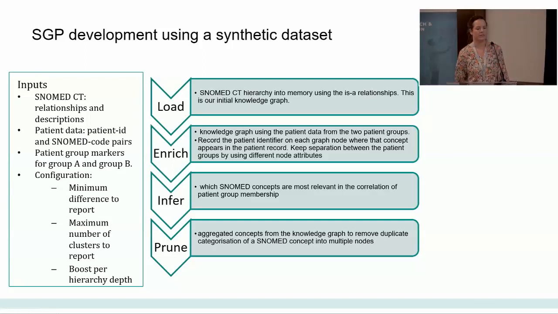And so that's one of the inputs. But the first step of the SGP is that we load in the relationships and descriptions of SNOMED. So that gets all of the knowledge graph. And then we want to enrich it with our patient data. So we have this sparse knowledge graph where we have the two patient groups, the diabetes and the diabetic foot patient groups. And we know at each node which patients have information about at that node. So that's the enriched stage. Sorry, I had animations on these which disappeared, but that's fine.